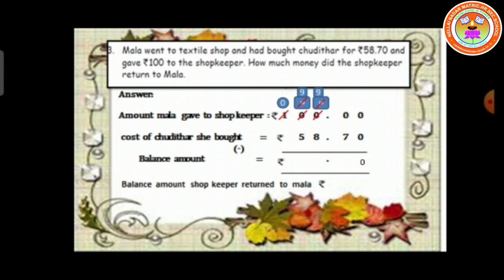0, strike it out the 0. Now 0 has become 10. What is the before number of 10? 9. Then see the tens place. 0 has become now 10. Then what is 10 minus 7? 3. What is 9 minus 8? 1. 9 minus 5? 4. So the balance amount shopkeeper returned to Mala is equal to 41 rupees 30 paise.